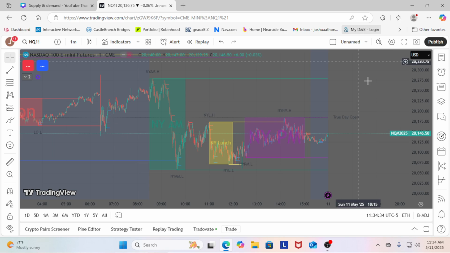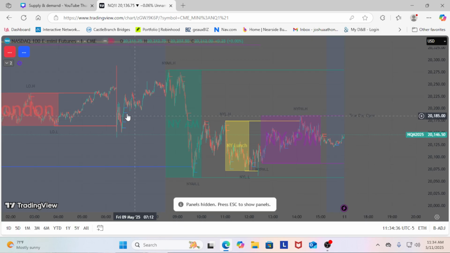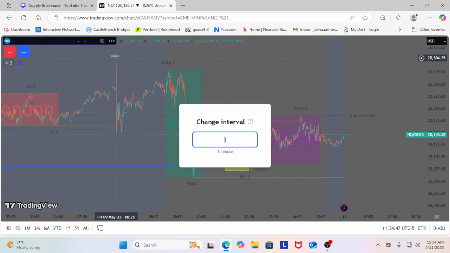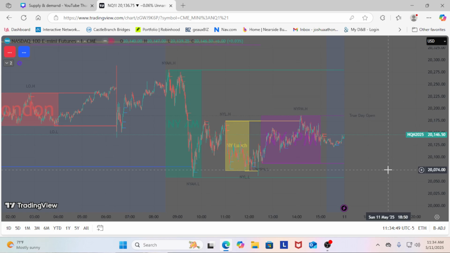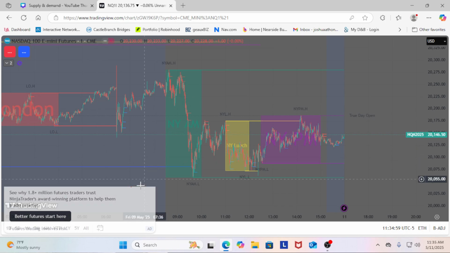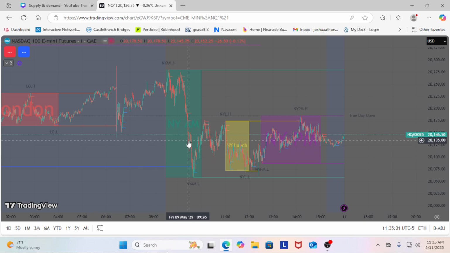So what we're looking at here is the NQ. It is the NASDAQ 100 E-mini futures. I have it on a 1 minute interval. This will also work on 5, 10, and 20, but since I am a scalper, I scalp the sessions, whether it be the New York, lunch, PM, AM, London, or Asia. It doesn't matter. It's all the same principle.